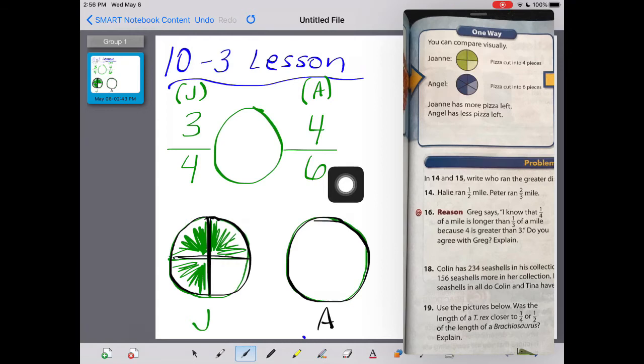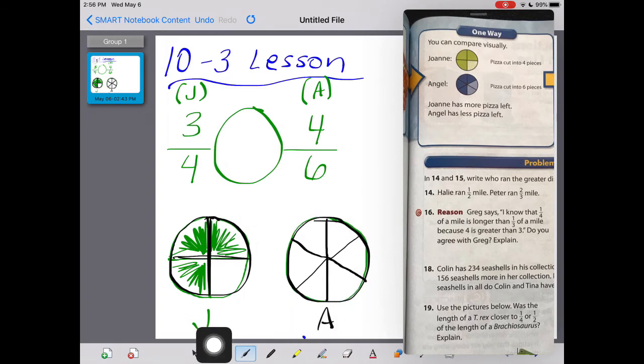It says the denominator is 6. So we need to slice this up into 6 equal slices. So I'm going to first slice it down in half. That gives me 2. But now I need to have 3 slices on this side and 3 slices on this side, right? Because 3 plus 3 is 6. So I'm going to try to do my best to make equal size pieces. Close enough, right?